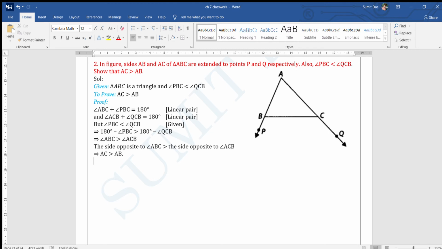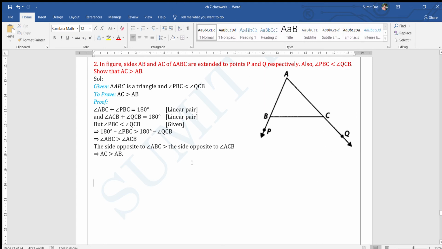In this figure, sides AB and AC of triangle ABC are extended to P and Q. So side AB of ABC is extended to P and AC is extended to Q, and given angle PBC is less than angle QCB.